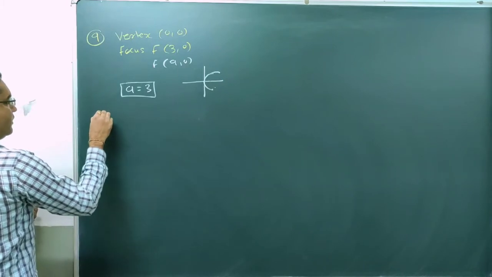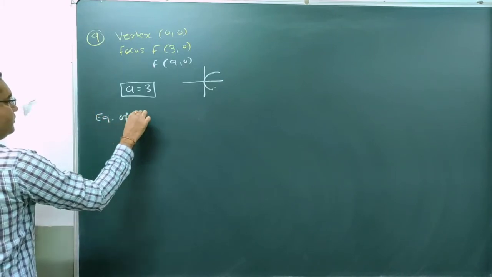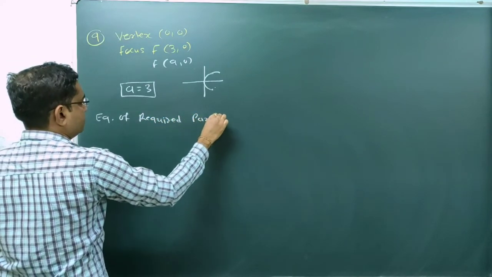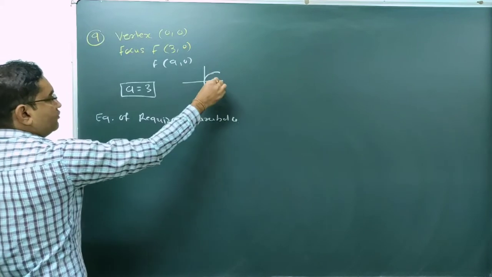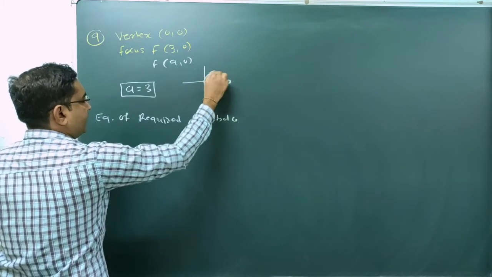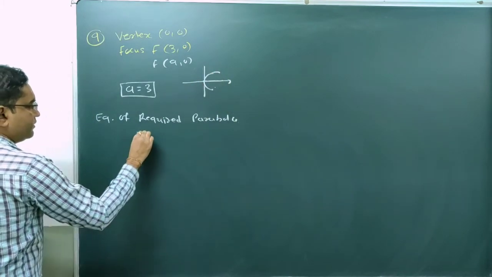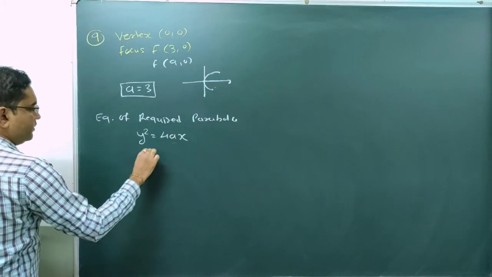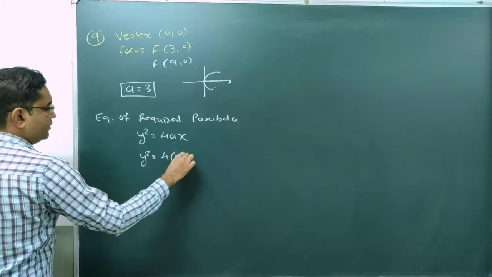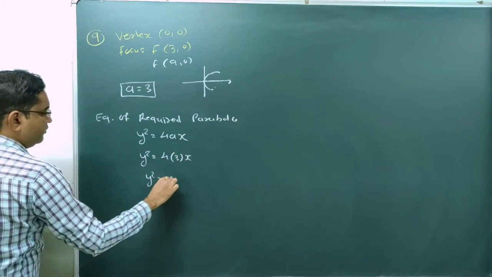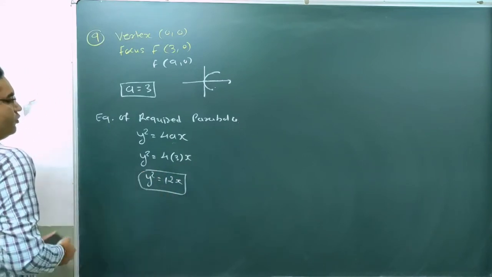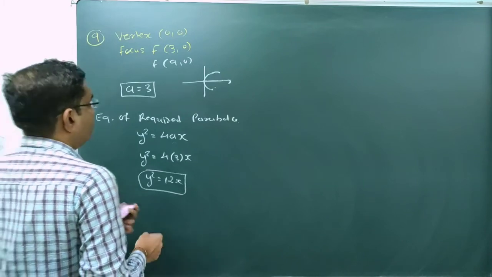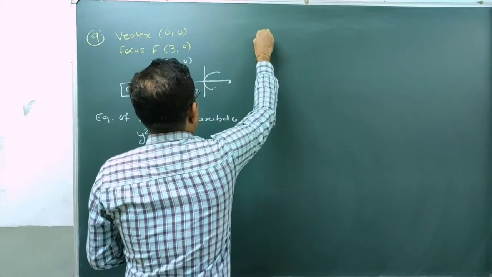So equation of rightward parabola. So here we can write equation of required parabola. Focus lies on positive x-axis, hence it's a rightward parabola. And equation of rightward parabola is y square equal to 4ax, where a equal to 3. So equation is y square equal to 4 into 3 into x. So y square equal to 12x. Y square equal to 12x is the equation of required parabola. Done. Next question, question number 10.